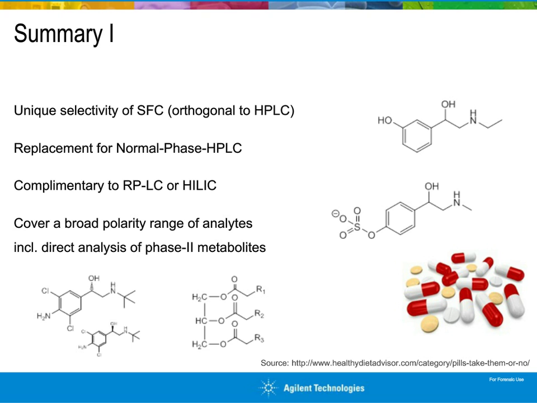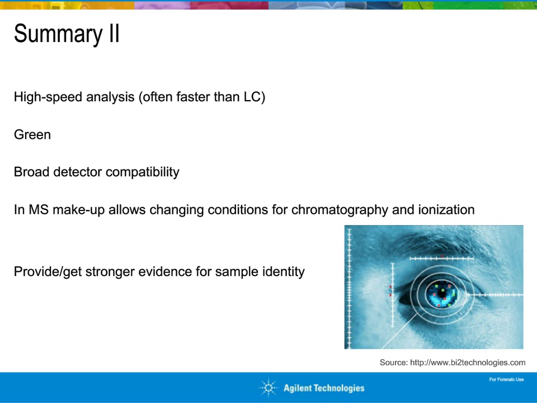Summary number 2, it is faster than LC most of the times, as we don't have to prolong the chromatography for the very polar compounds at the beginning. It is also called a green technique because we need much less solvent, as we are using CO2 for the majority of the LC column flow. It has the broad detector capability. We can also connect an electrospray interface, which was used, but also atmospheric pressure chemical ionization for the more non-polar compounds, as this is needed.